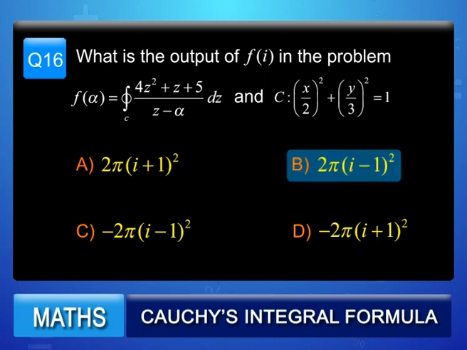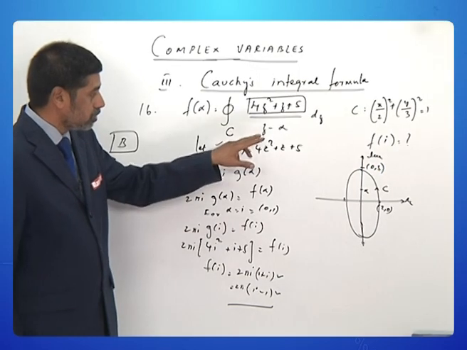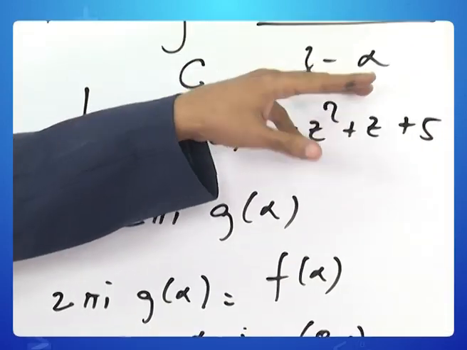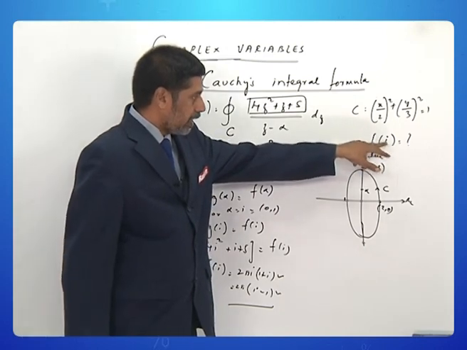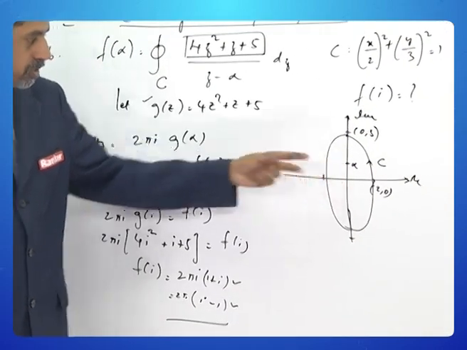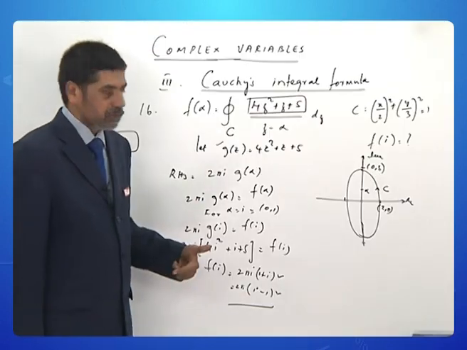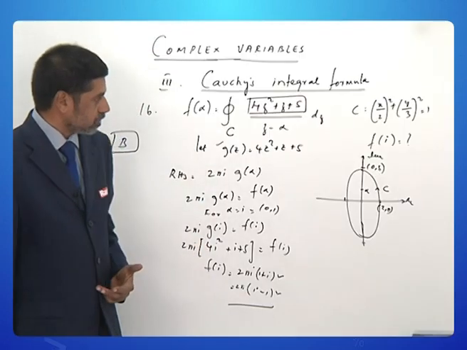So this is a simple application of the Cauchy's integral formula, but remember there is a doubt when you start whether alpha is within the contour or not till he declares alpha is equal to I, and that can be located within the ellipse. Therefore, we can apply. Okay, let's go to the next question.